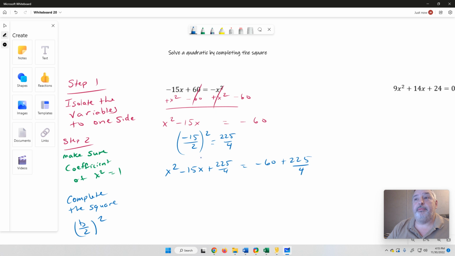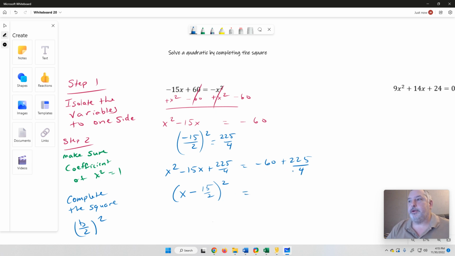So now this is a perfect square. This is why we did this process. So how is it written? It's always going to be the variable and then following this sign. So if that's a plus sign, it's a plus sign. If it's a minus sign, it's a minus sign. So this will be x minus what you have right here, 15 over 2, and that's squared. Okay, so that's the perfect square part.